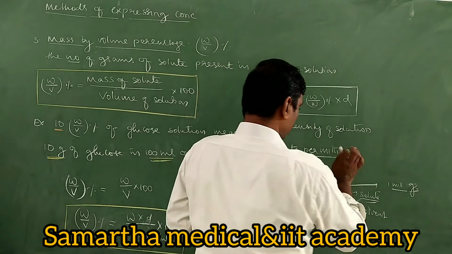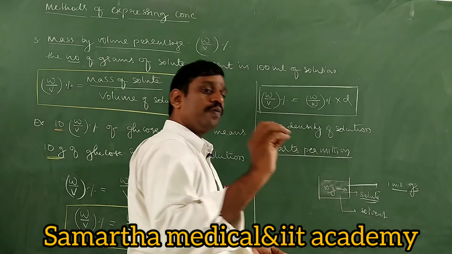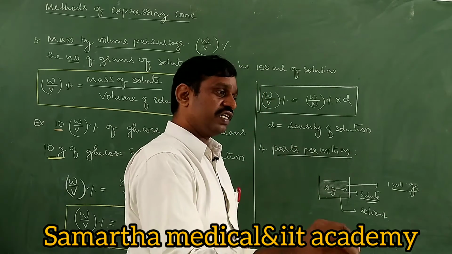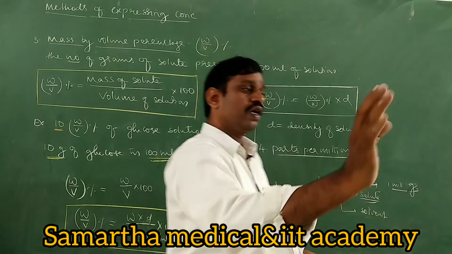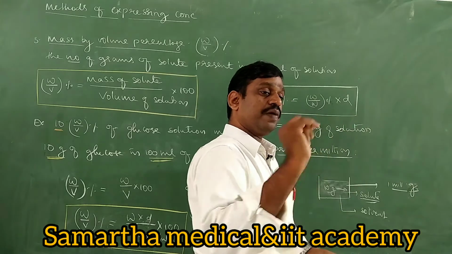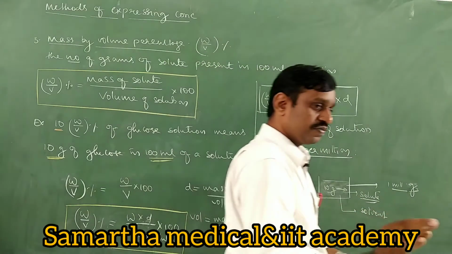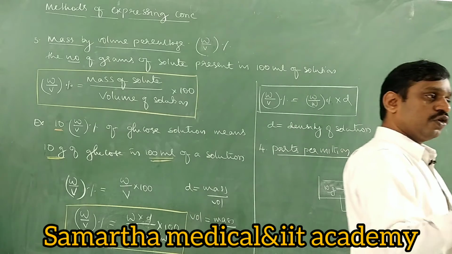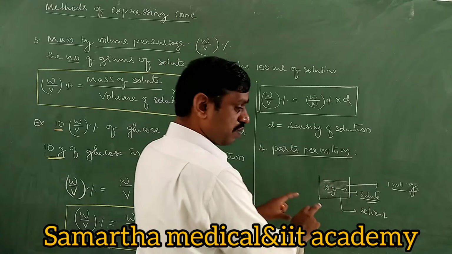Parts per million means how many parts of the solute are present in a million parts of the solution. So the definition is: the number of parts of the solute present in a million parts of the solution. The same example I have given here.